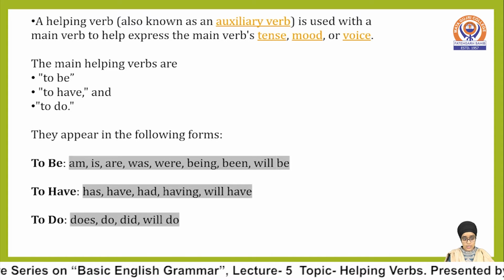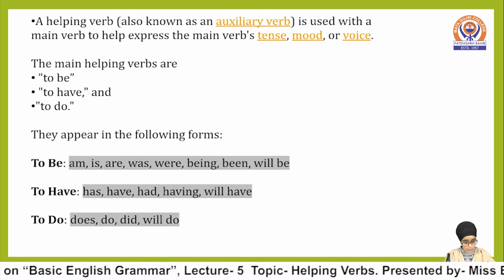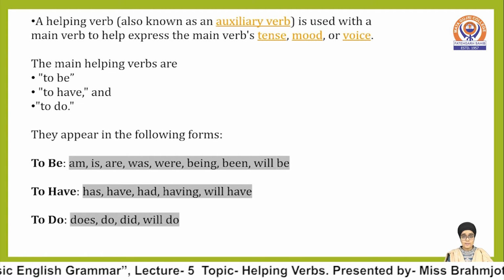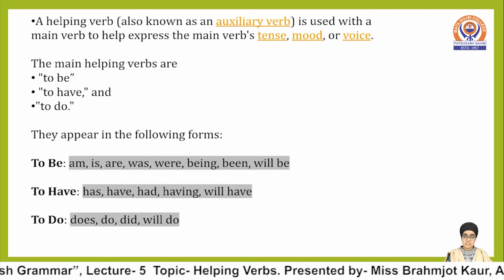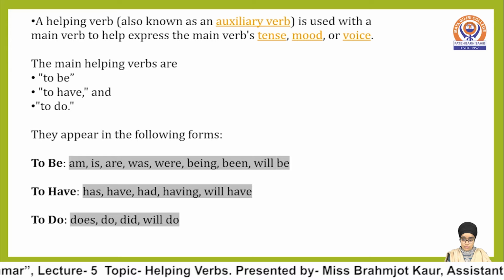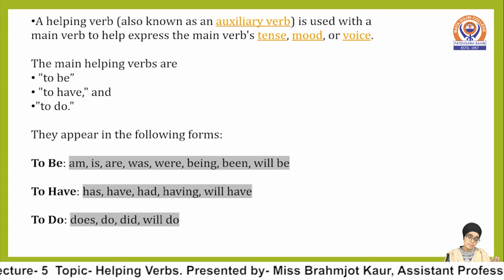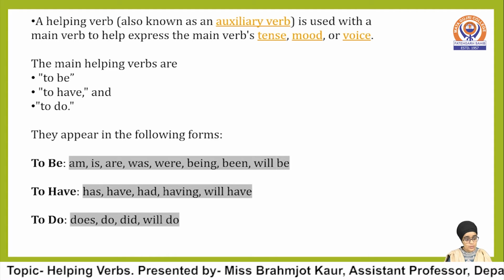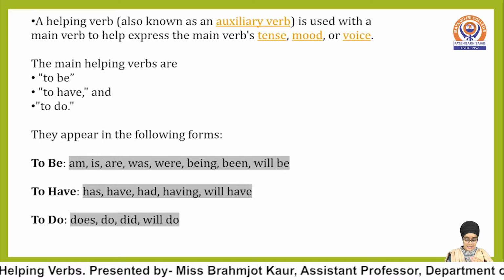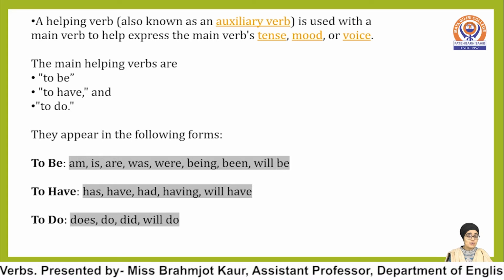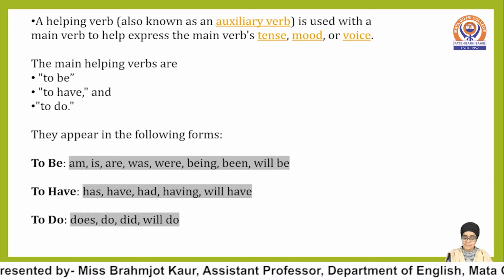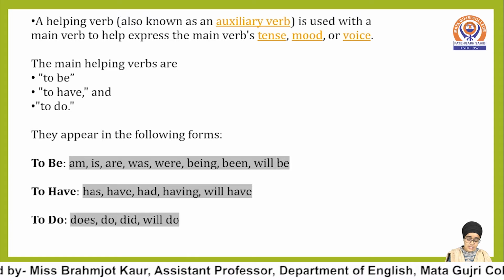So helping verbs will help the main verb to express the main verb's tense, that is past, present or future, the mood, and the voice, the active voice and the passive voice. So the main helping verbs are to be, which means a state of existence, to have, which denotes a state of possession, and to do, which denotes some activity.